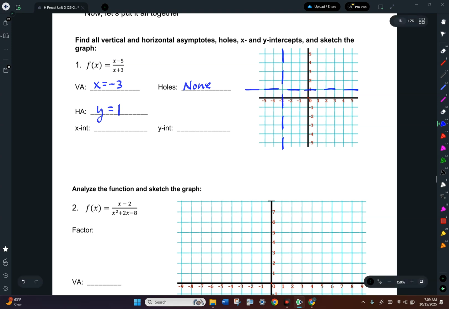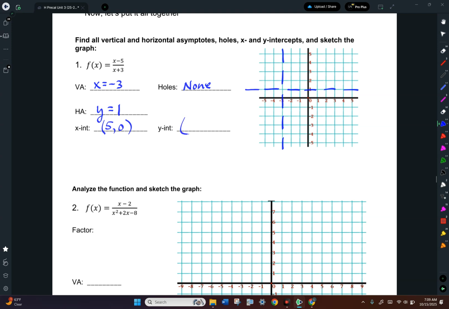It's x over x. So it might look the same, but it might not. So we have to check a few things. So let's think about x-intercepts. Remember what I said earlier: x-intercepts are going to come from the numerator. Well, what will make x minus 5 equal 0 is if x is 5.